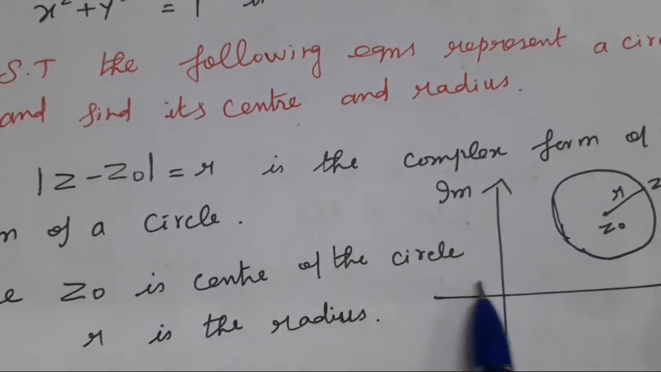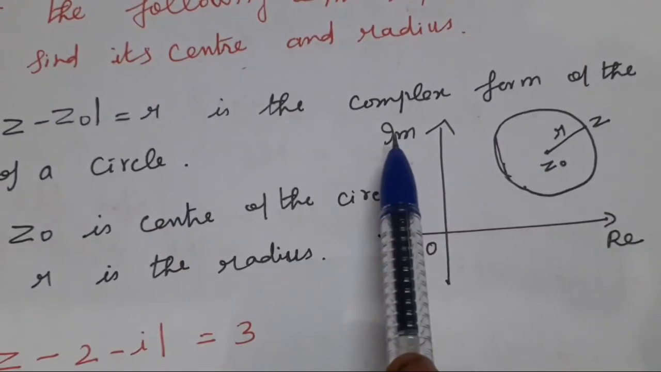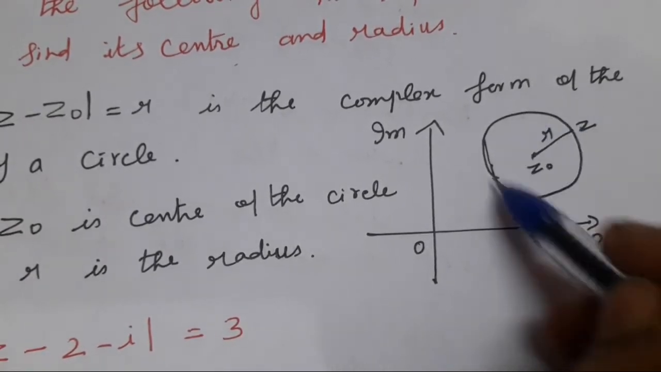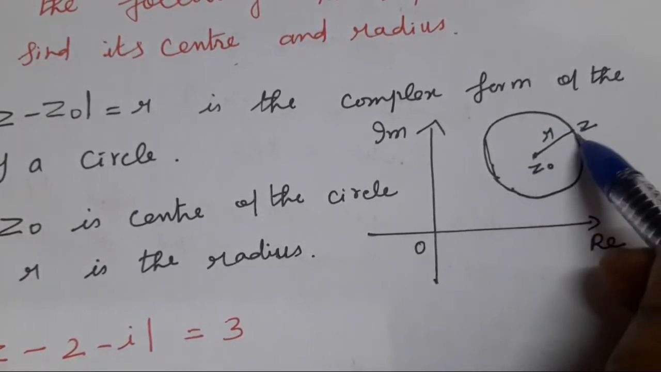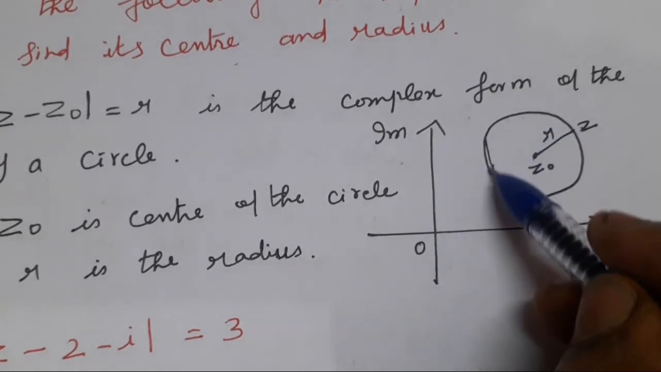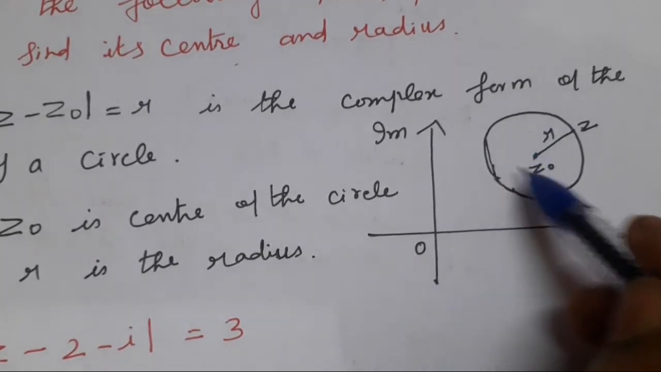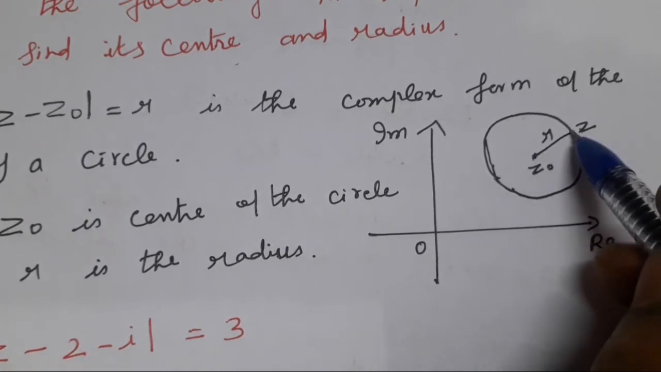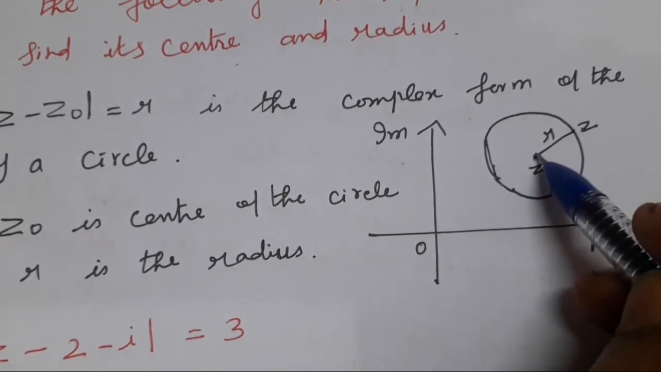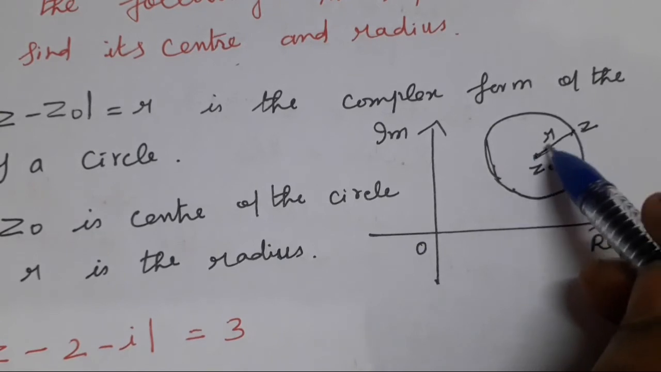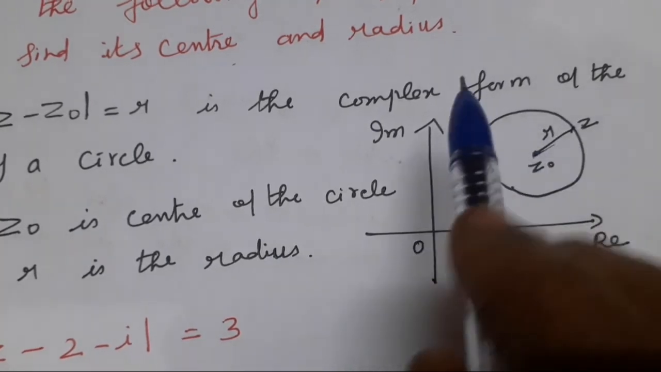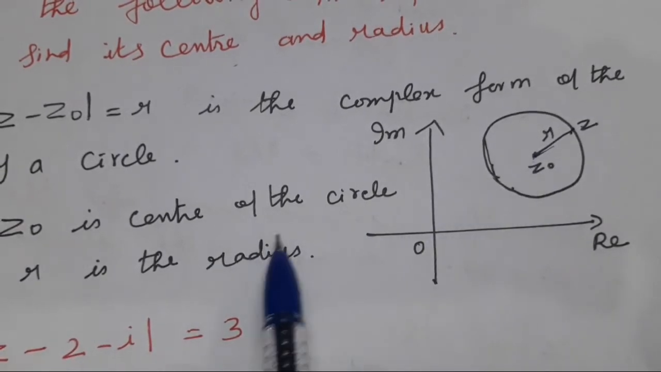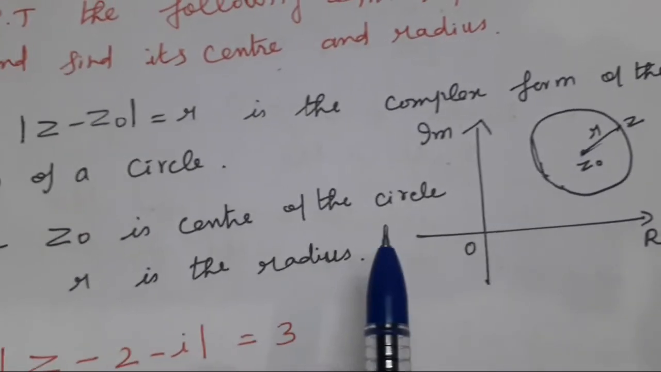Here, see the diagram. This is the real part. This is the imaginary part. Suppose the center is Z naught. Z is the moving point. The distance between Z and Z naught is a constant. It will be moving at a constant distance. That is the locus of the point. The distance between the center and the circumference of the circle is nothing but the radius of the circle. So from this figure, Z naught is the center of the circle, R is the radius of the circle.